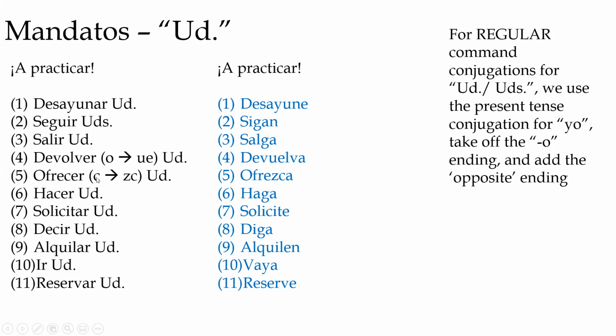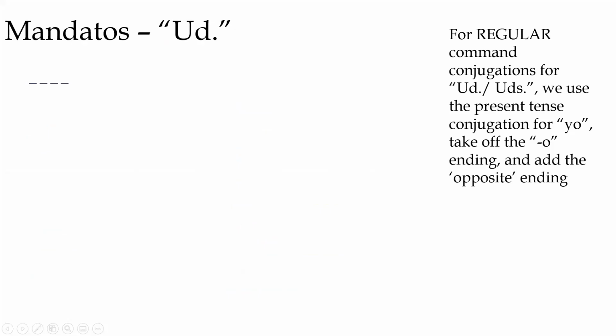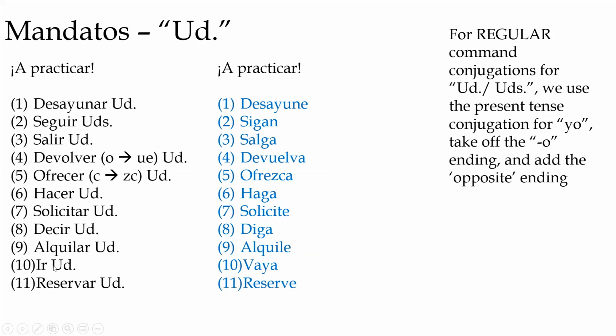Ofrecer. In order for it to make the sound, we have to change it from c to zc. Okay. I'll let you know if there are any other verbs like this, if there's anything tricky on the test, so don't worry too much about this. But ofrecer goes to ofrezca. Hacer goes to haga. Solicitar, solicite. Decir, diga. Alquilar, well, it should be usted, so alquile. Y ir, vaya. Reservar, reserve.